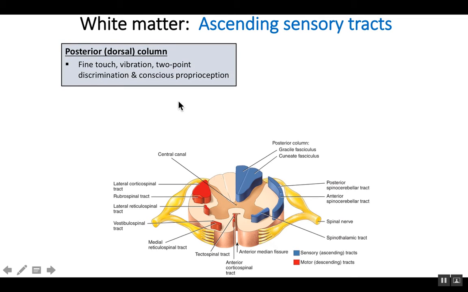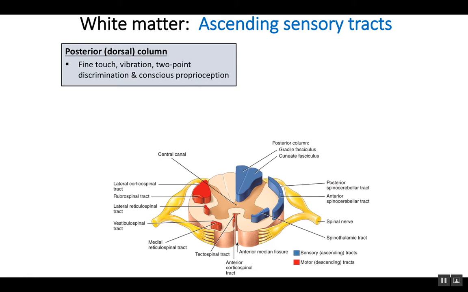So one example is this entire posterior column, which is an ascending sensory tract. But it specifically deals with the senses of fine touch, vibration, two-point discrimination, and conscious proprioception. Fine touch, as you can imagine, is your ability to touch an object and really interpret what it is. Vibrations are vibrations. Two-point discrimination is very similar to fine touch, a very precise sense of touch.